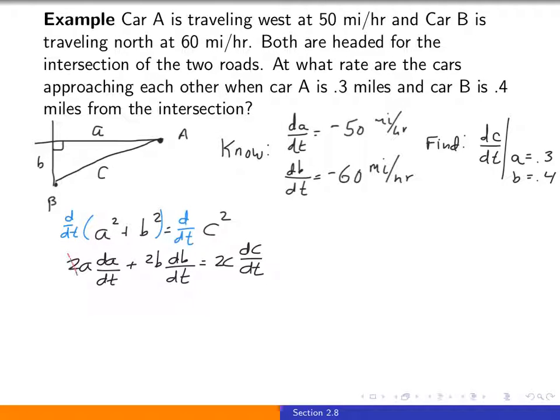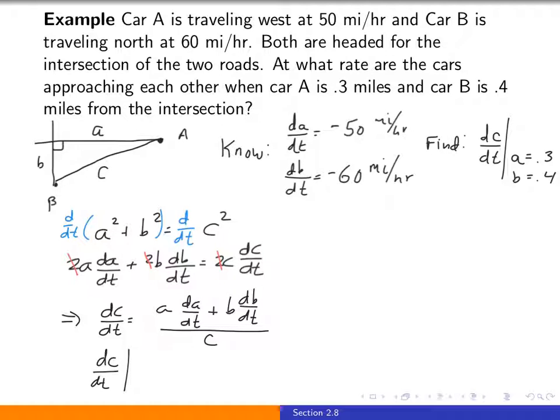Now the first simplification is each term contains a 2, so we can go ahead and cancel that off. And then the quantity we want to find is dC/dt, so we can isolate that. dC/dt will be equal to A dA/dt plus B dB/dt, and then we need to divide everything by C. What we would like to determine here is the value of dC/dt when A is equal to 0.3 and B is equal to 0.4.